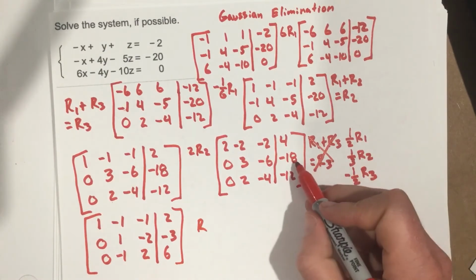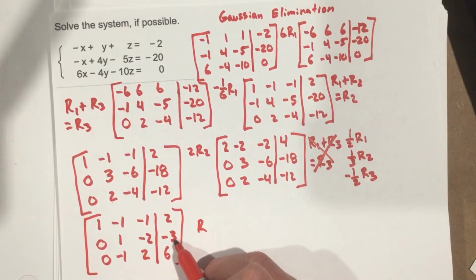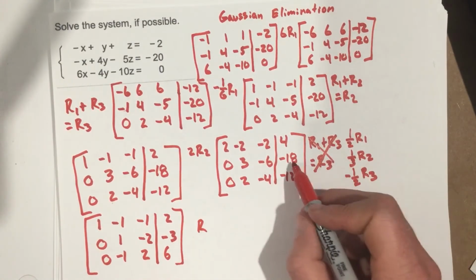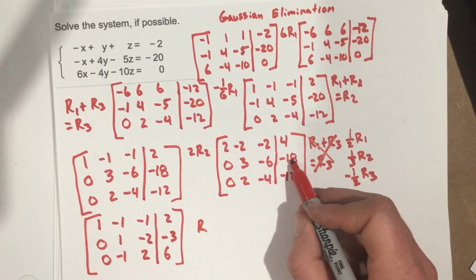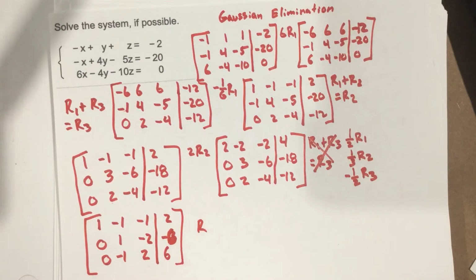let's see, we did 1/3 here, didn't we? Oh, I screwed that up. That shouldn't be -3. That should be -6, right? 1/3 times this -18, that's -6. My bad. That's a 6.